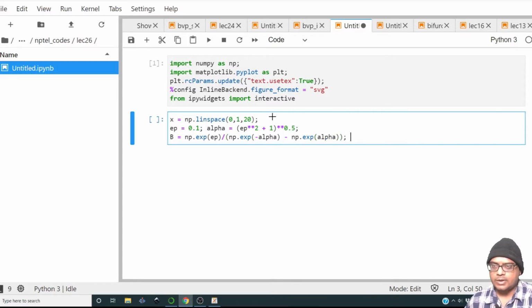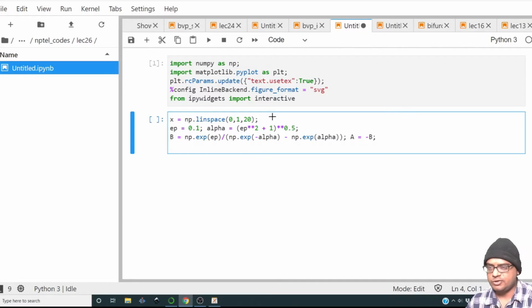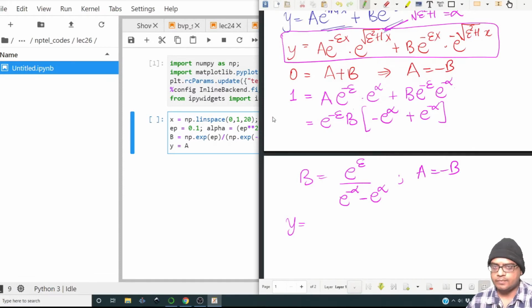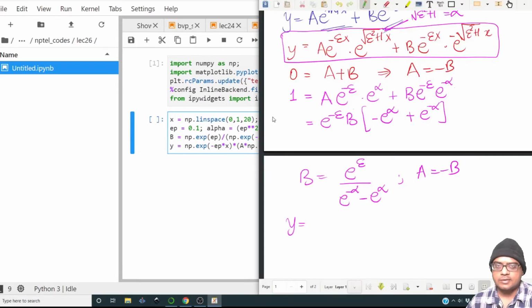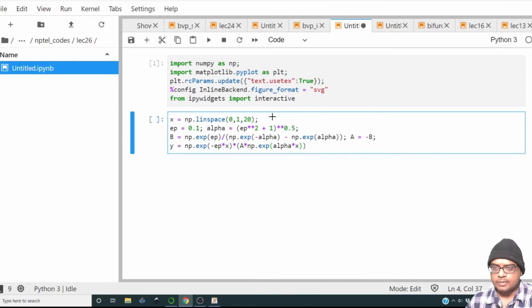Alright, and a is simply minus b. So the solution y will be equal to a times e to the power minus x minus epsilon x. So np.exp of minus epsilon times x, times a times np.exp of alpha times x plus b times np.exp of minus alpha times x.